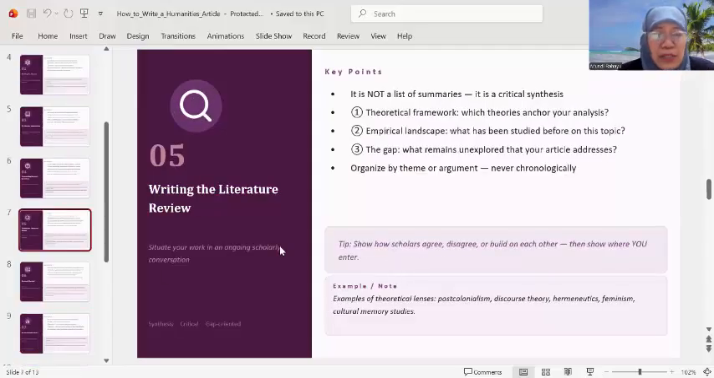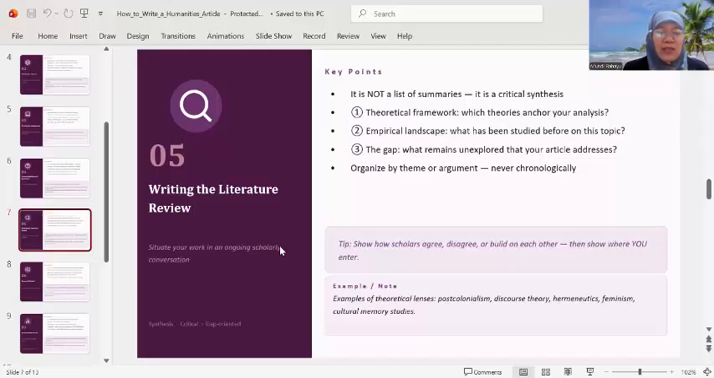The literature review situates your work in an ongoing scholarly conversation. So it is not a list of summaries. It is a critical synthesis instead. First, the theoretical framework: which theory anchors your analysis? Empirical landscape: what has been studied before on this topic? What remains unexplored that your article addresses? Organize by theme or argument, but not chronologically.